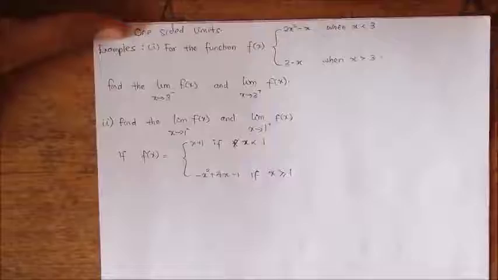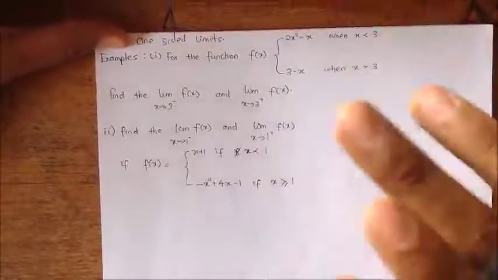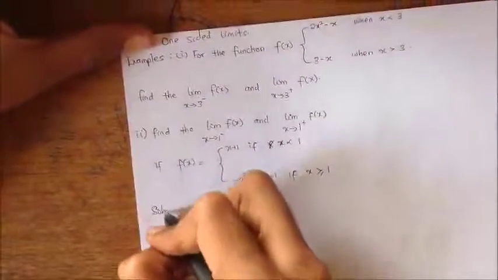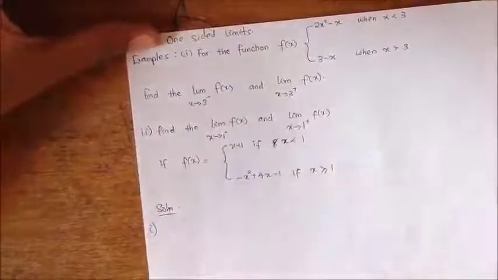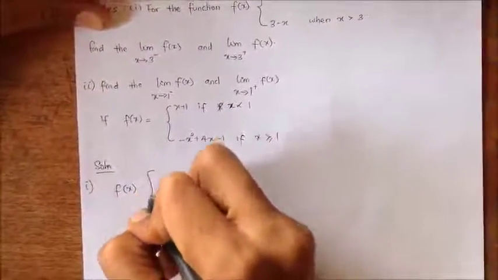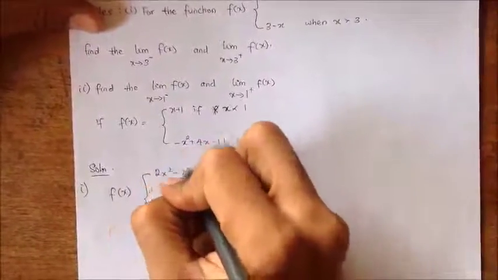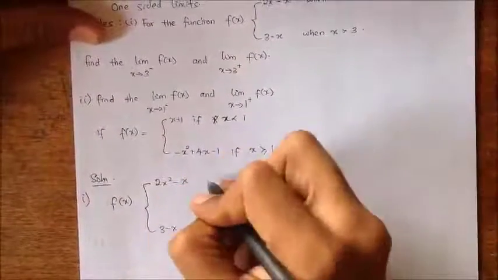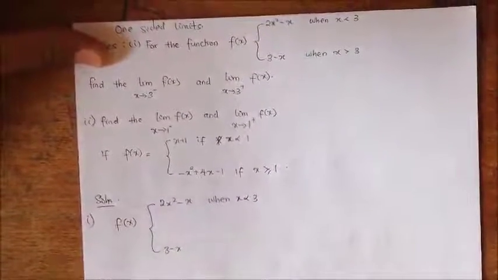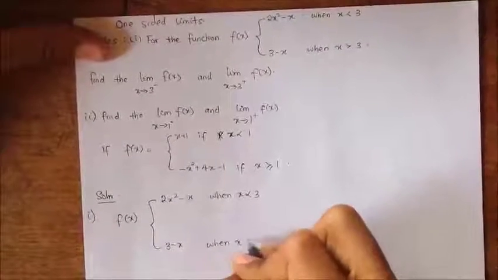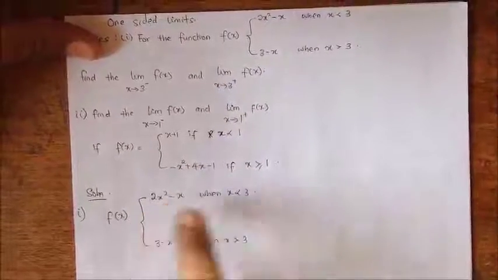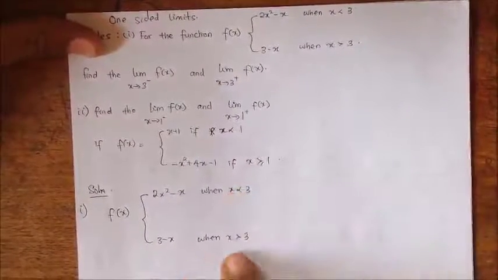So let's just solve some examples so that you'll be able to see how this works. For example one, we are given f of x. It has two values, as you can see. This is when x is less than 3, meaning it's approaching from the left. And this is when x is greater than 3, meaning we are approaching from the right.